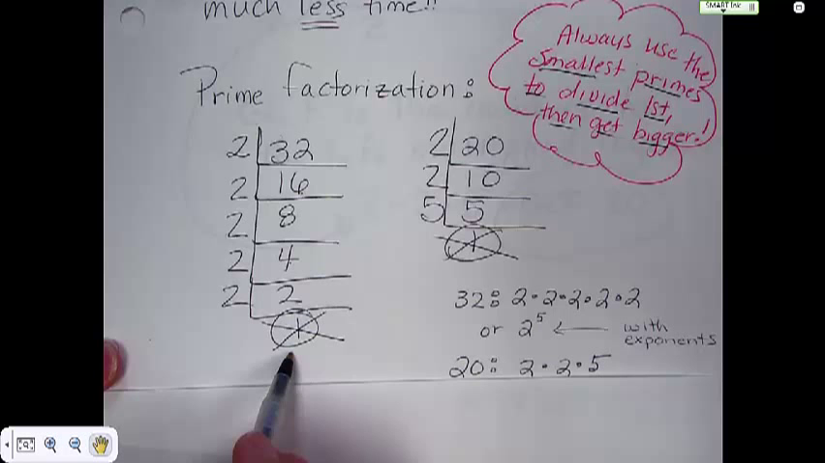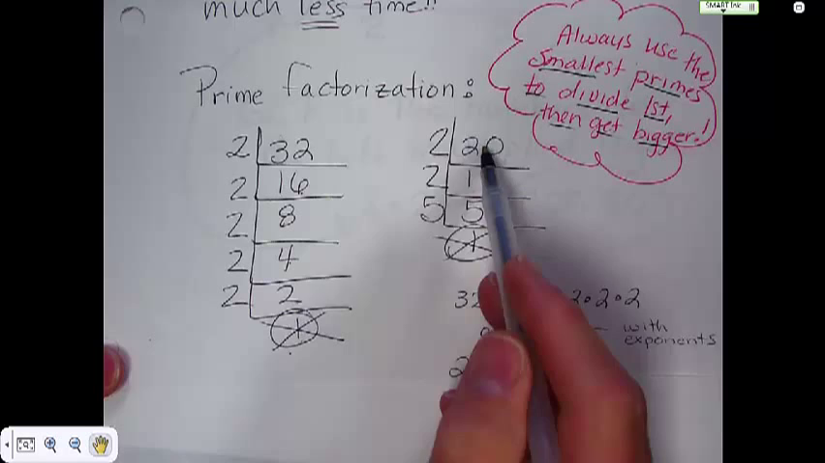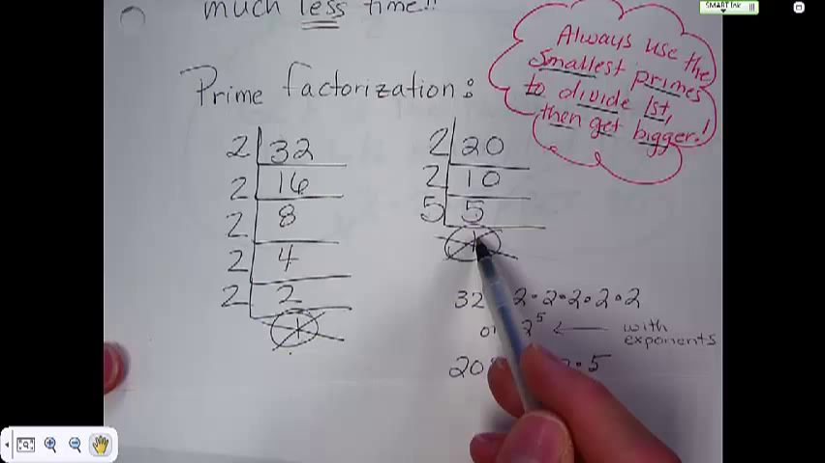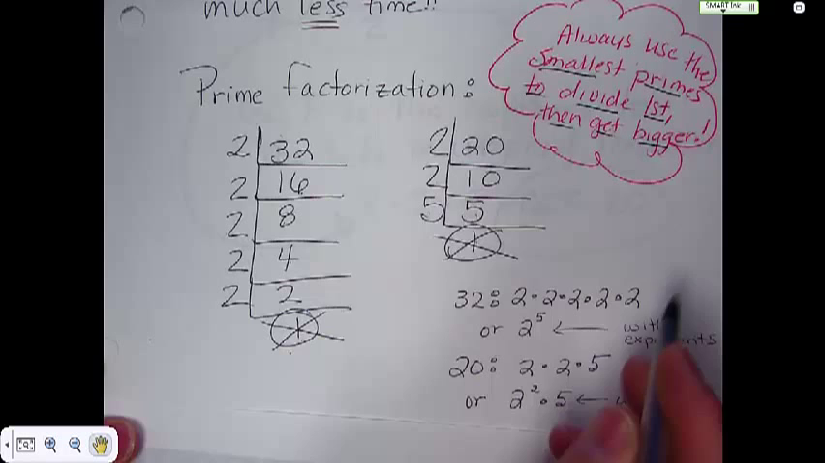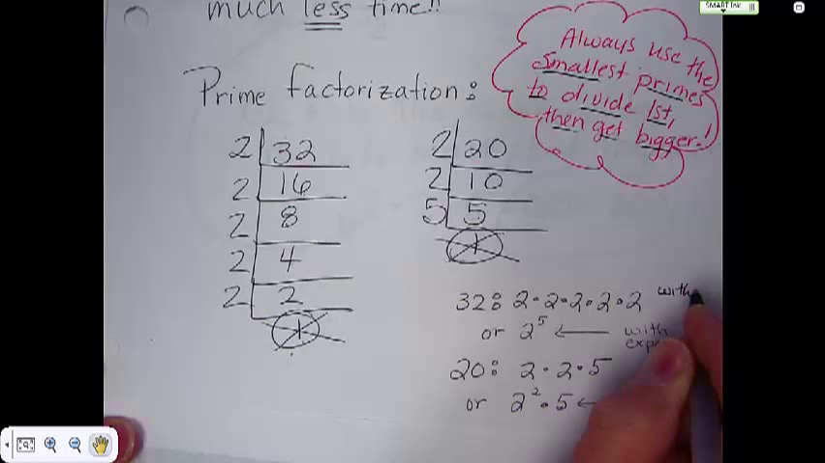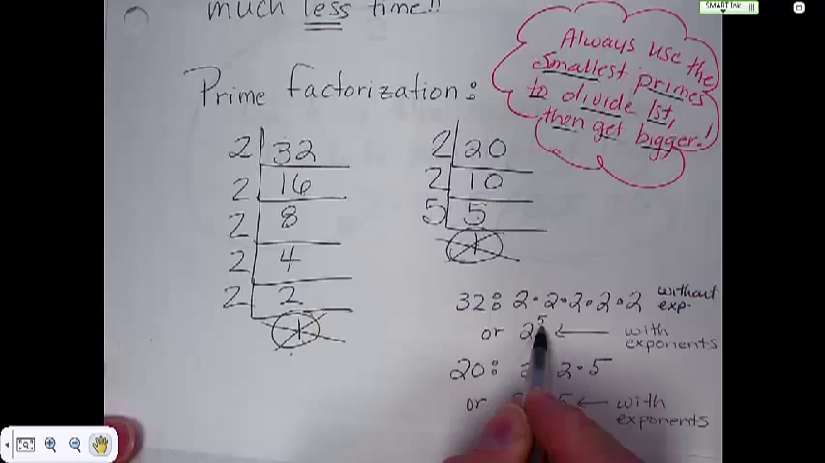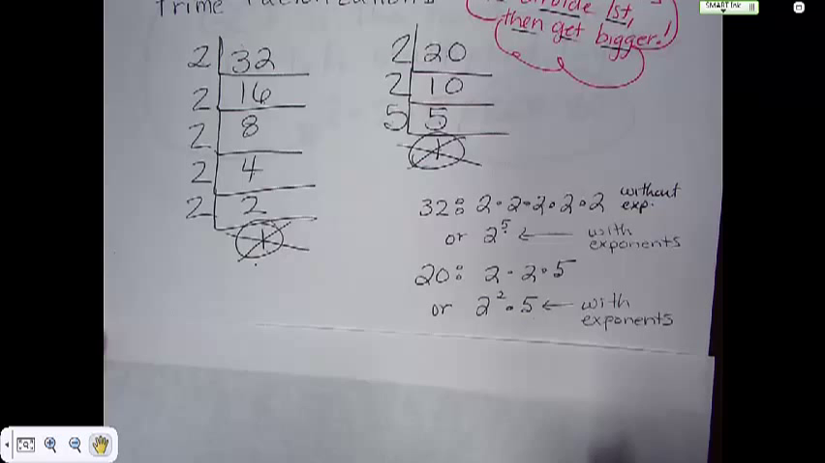And then over here you have 20. 2 goes into 20 10 times, 2 goes into 10 5 times, 5 goes into 5 1, and then you're done. Now you can list the prime factorization of 32, 2 times 2 times 2 times 2 times 2. That is without exponents. Okay, and exponents are the little tiny numbers like this. Or you can write it as 2 to the 5th power with exponents.